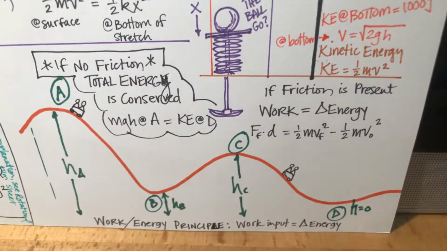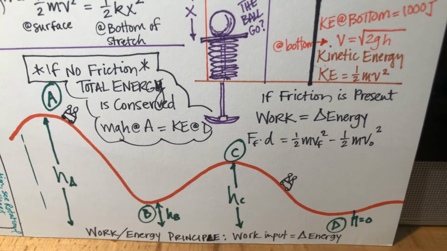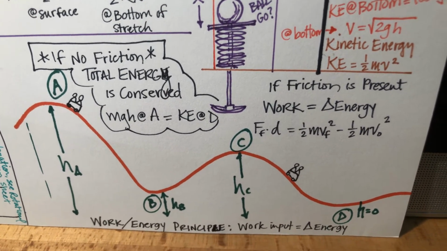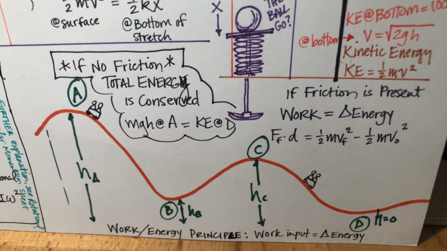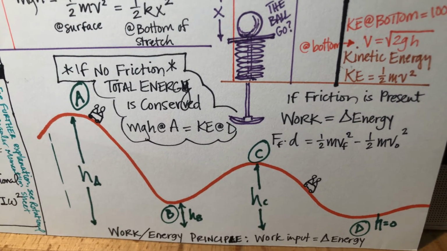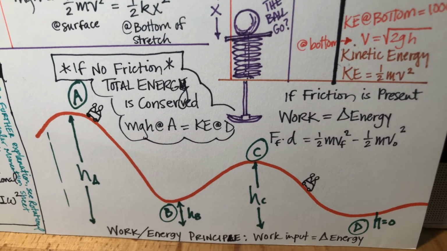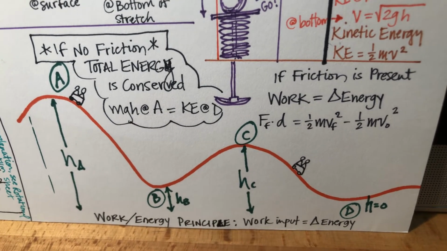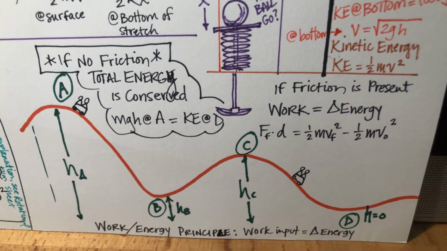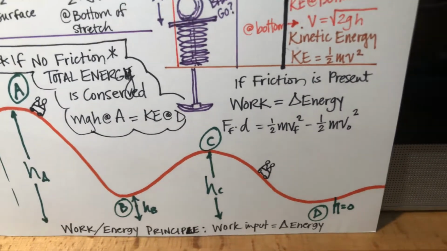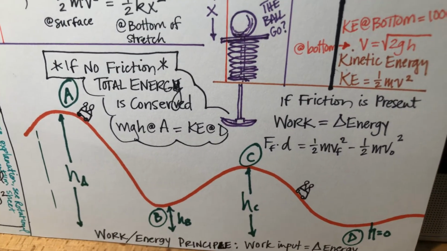Now, in the case where we have a roller coaster, if there's no friction, total energy is conserved. So mgh at A is equal to kinetic energy at D, where the height is 0. Whatever the mgh at A would be, it's assuming that it has no kinetic energy to start. Allow it to roll, and now the kinetic energy at D would be equal to the potential energy that it started with.